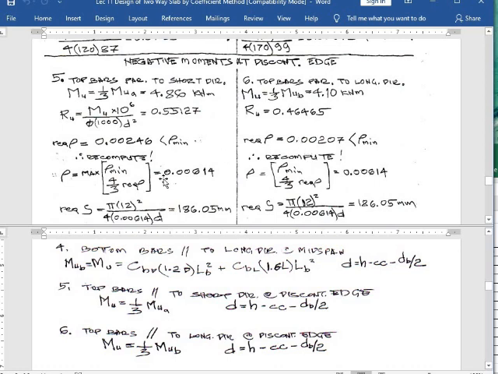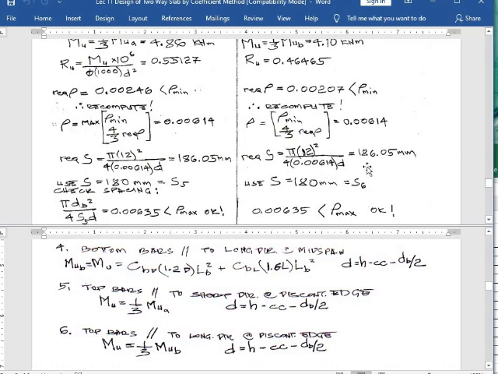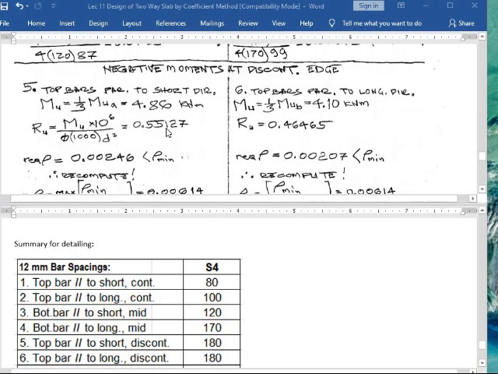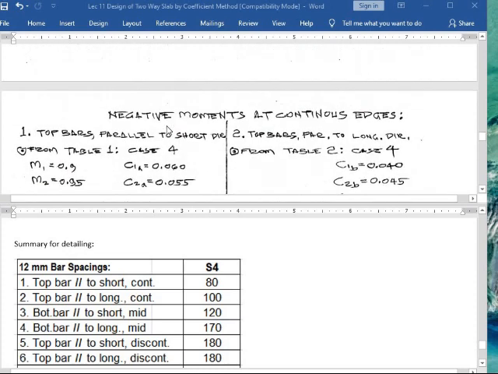So you have to compute your rho. Also, most of the time, rho minimum governs, which is 0.00614. So you have to recompute your S. Before going to extra bars, let's first summarize bars 1, 2, 3, 4, 5, 6.